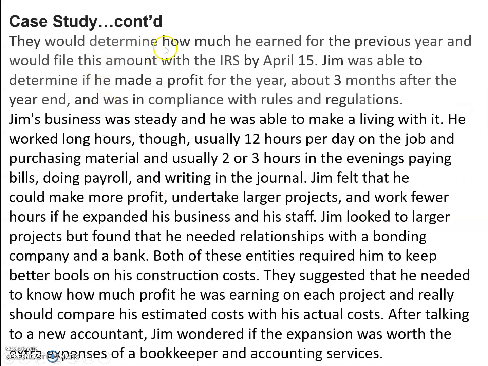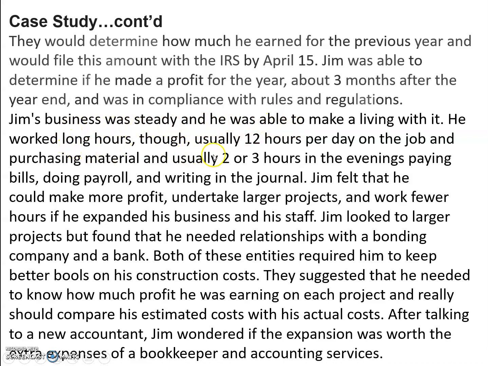So they would determine how much he earned for the previous year and would file this amount with the IRS by April 15. Jim was able to determine if he made a profit for the year about 3 months after the year end and was in compliance with the rules and regulations. Jim's business was steady and he was able to make a living with it.